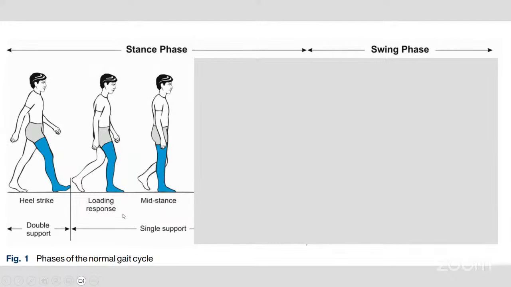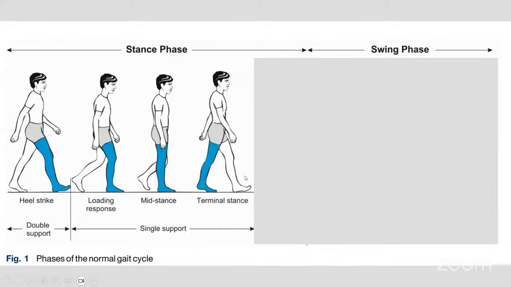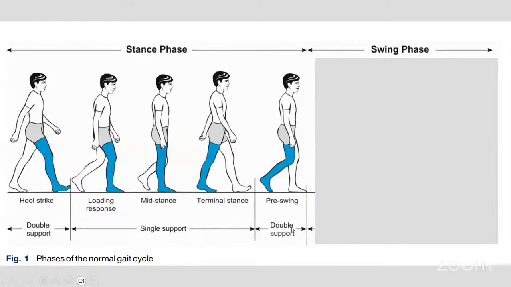The next phase is mid stance. This is single limb support. Here the left leg is in the elevation phase, from the elevation of the left leg until both ankles are aligned in the coronal plane. Next, terminal stance. This is single limb support and begins when the heel of the right leg rises from the ground and continues until the heel of the left leg touches the ground. Pre-swing. This is the next double support phase.